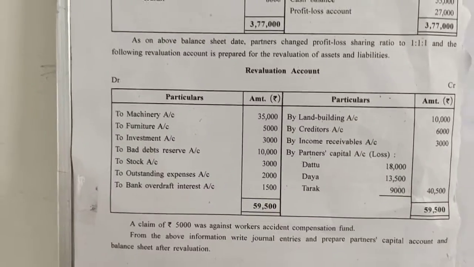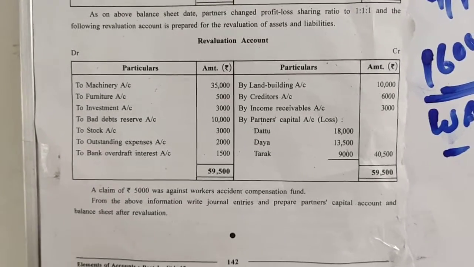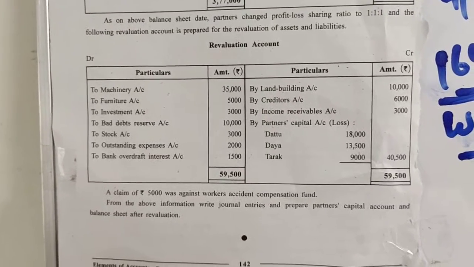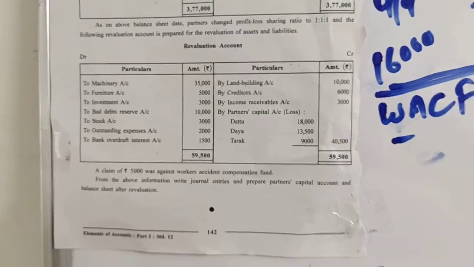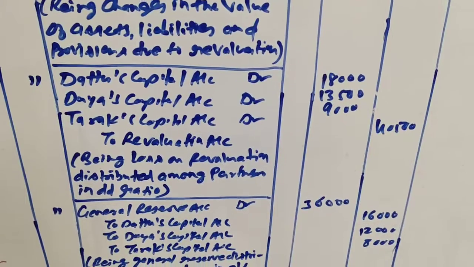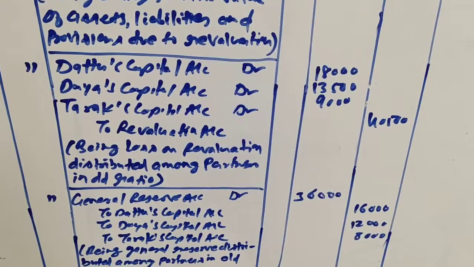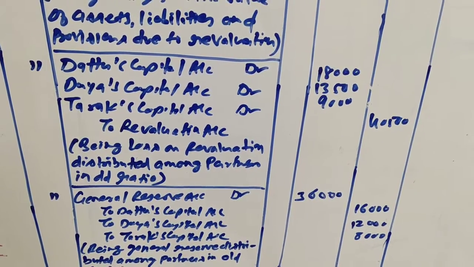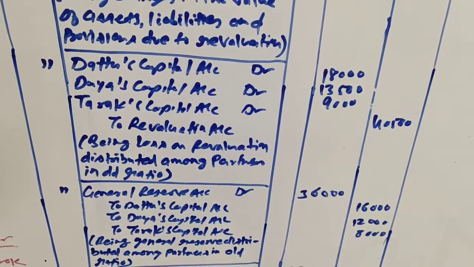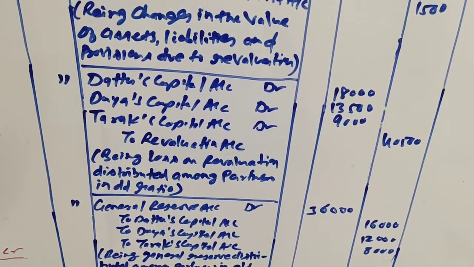Okay, now the last entry is required for the loss on revaluation, which is 40,500 and which is distributed among partners as 18,000, 13,500 and 9,000. So the entry for the same will be: Dattu's capital account debit 18,000, Daya's capital account debit 13,500, Tarak's capital account debit 9,000, to revaluation account 40,500, being loss on revaluation distributed among partners in their old profit and loss sharing ratio.